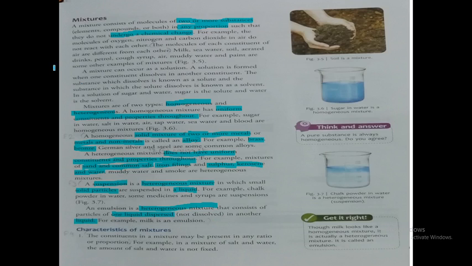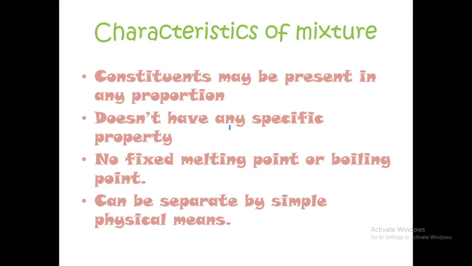So this was about mixtures and different types of mixtures. Moving on to the characteristics of mixtures. The first one is that constituents may be present in any proportion. They do not have a fixed proportion like that of a compound. Let me give you an example. Air is a mixture that contains elements as well as compounds.